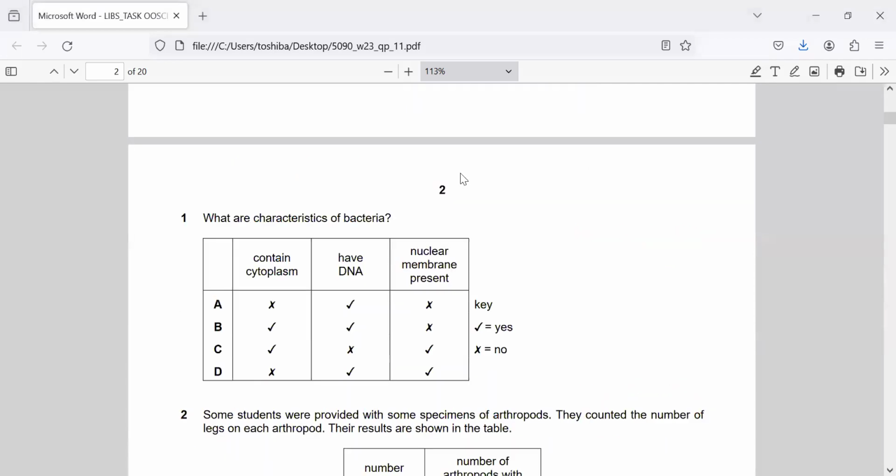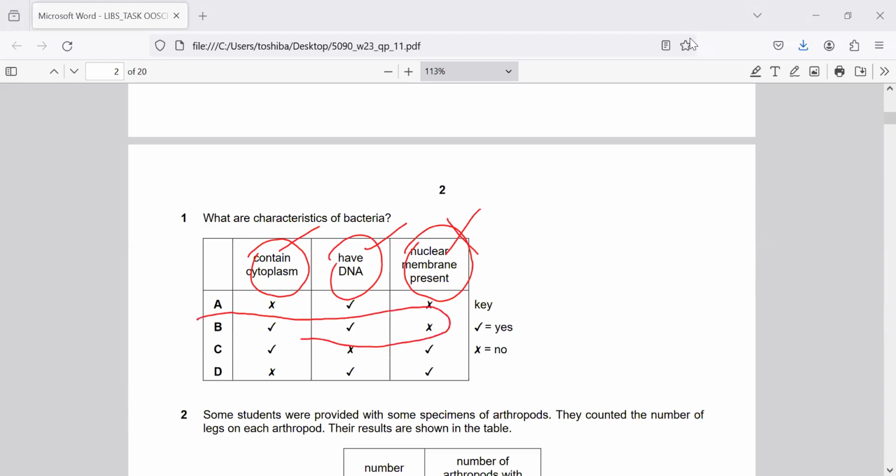So the first question is, what are the characteristics of bacteria? हमें तीन columns given हैं: contain cytoplasm, have DNA and have a nuclear membrane. As we all know that bacteria do not have a nuclear membrane, they have DNA which is circular and they contain cytoplasm. So option B is correct for this, as they do not have a nuclear membrane but have DNA and cytoplasm.